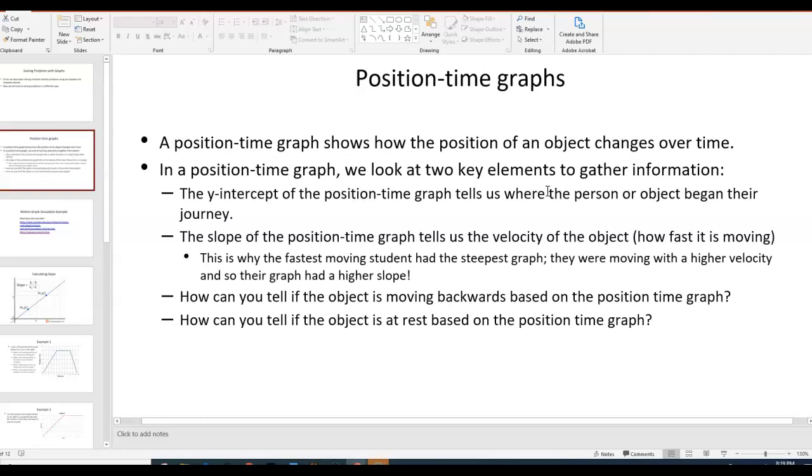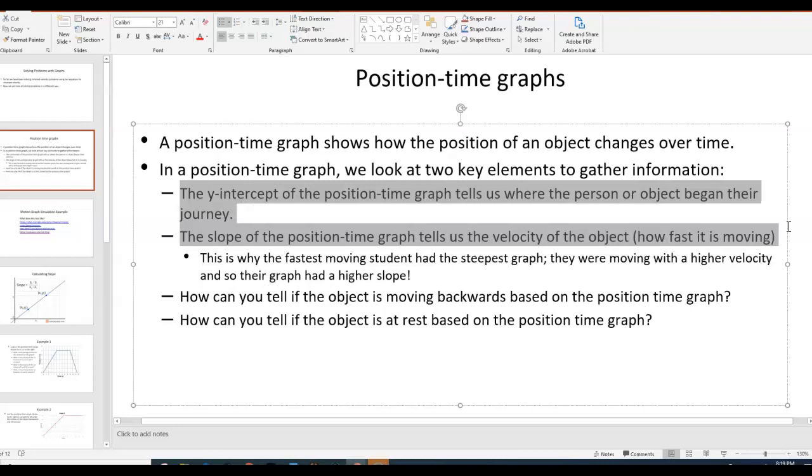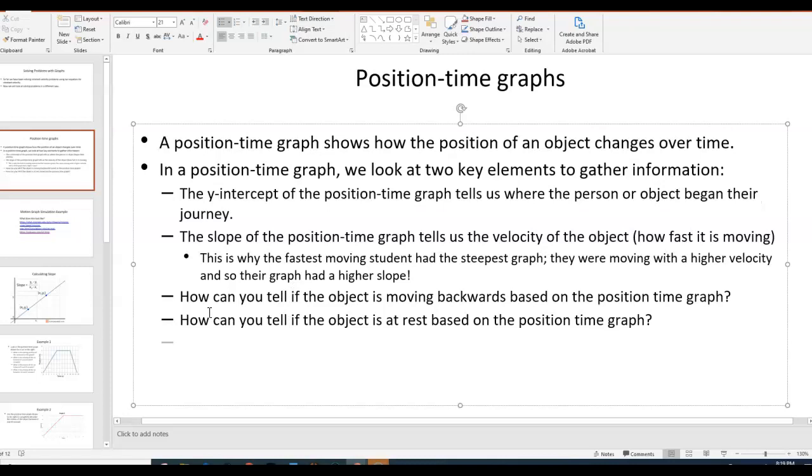As you're looking at this slide and adding things to your notes, the thing you should pay the most attention to is right here. A position time graph is a graph that shows how the position of an object changes over time. Typically, on the x-axis you have time, usually measured in seconds, and on the y-axis you have x, which is position. Then you get some type of graph that shows you how the position of an object changes with time.